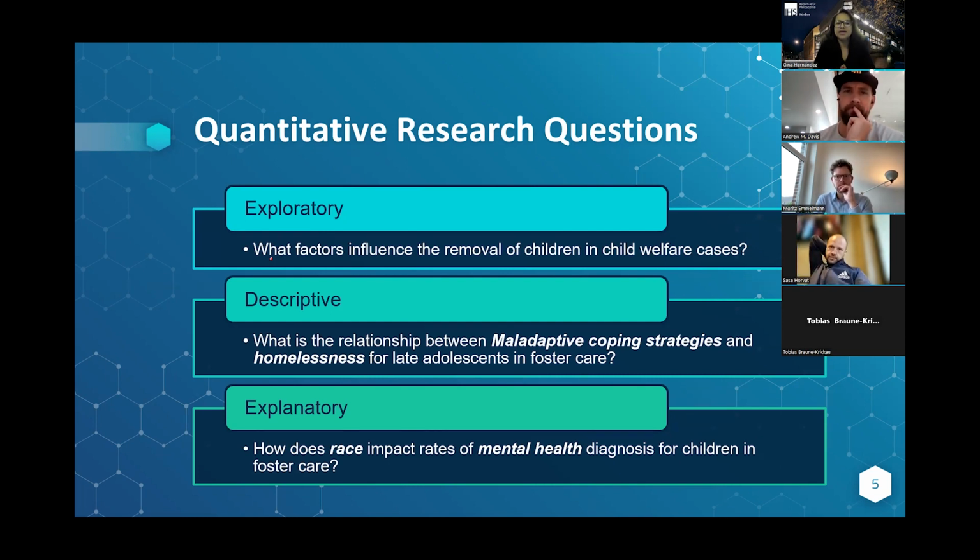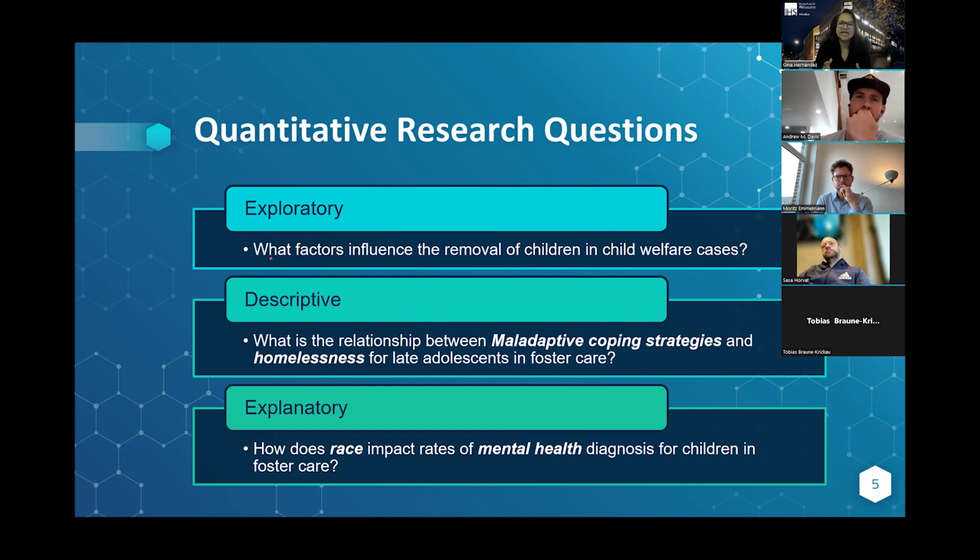And then you can have a descriptive study, for example. In this case, the question could be, what is the relationship between maladaptive coping strategies and homelessness, for example, in late adolescence in foster care? So this is a correlational hypothesis. So in this case, we do have a hypothesis. In the exploratory, we don't have one because we don't know the factors.